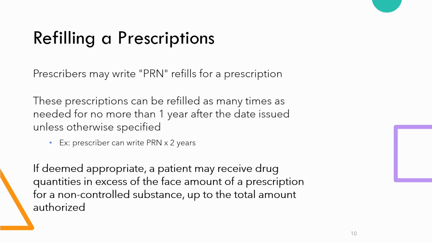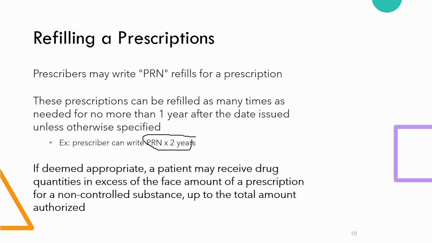When refilling a prescription, the prescribers can write PRN refills for a prescription, but this is no more than 1 year after the date that it was issued, unless it's stated otherwise. So, for example, if they put lisinopril PRN times 2 years here, instead of it only lasting for a year after the date that it was issued, now it's going to last for 2 years.